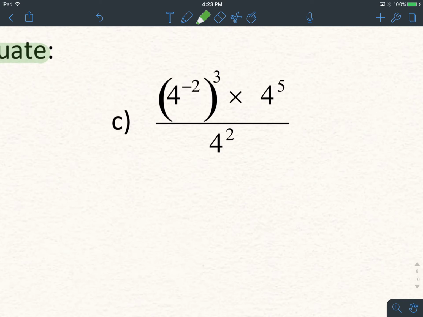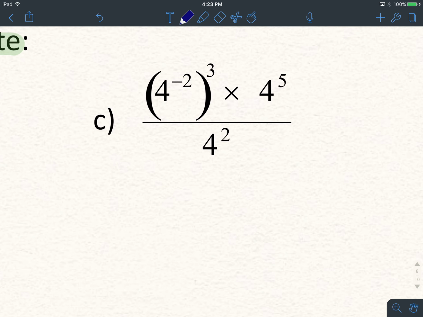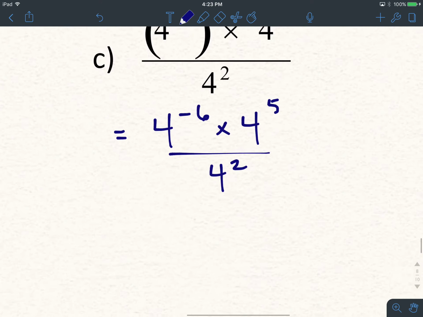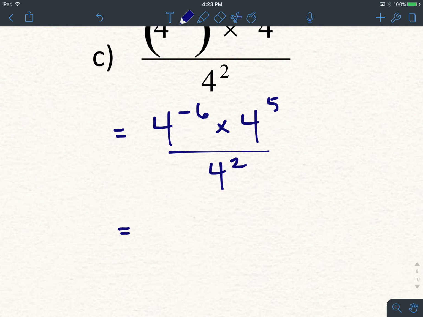Let's work through this one. Again, same concept, just more steps now. If we have 4 to the exponent negative 2, to the exponent 3, that's going to give us 4 to the exponent negative 6, times 4 to the exponent 5, all over 4 squared. Let's continue to simplify our numerator. We're multiplying these powers with the same base. We're going to keep the base and add the exponents. That's going to give us 4 to the exponent negative 1, over 4 to the exponent 2.